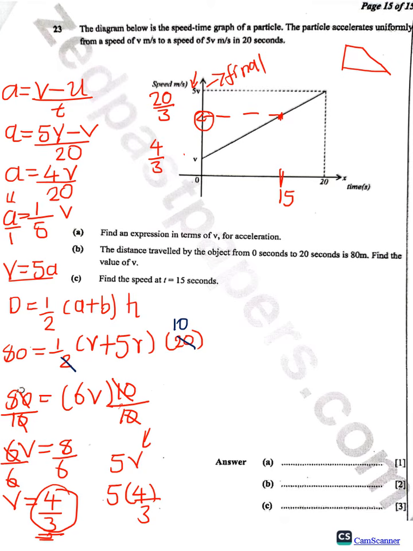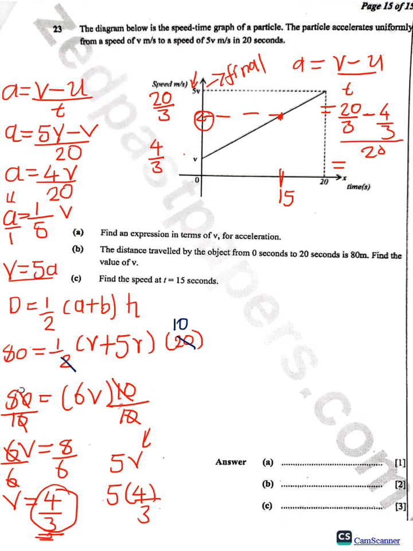So let's look at the acceleration now. So acceleration is equal to final minus u over t. So the final velocity is 20 over 3 minus the initial, which is 4 over 3, everything divided by 20.